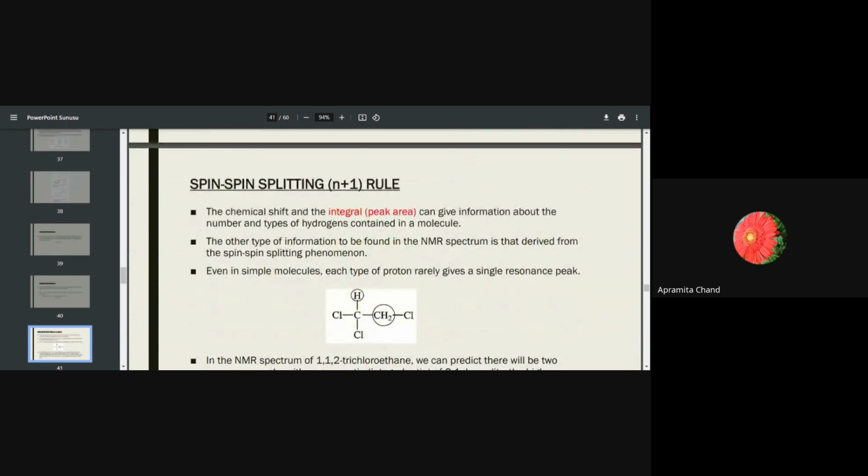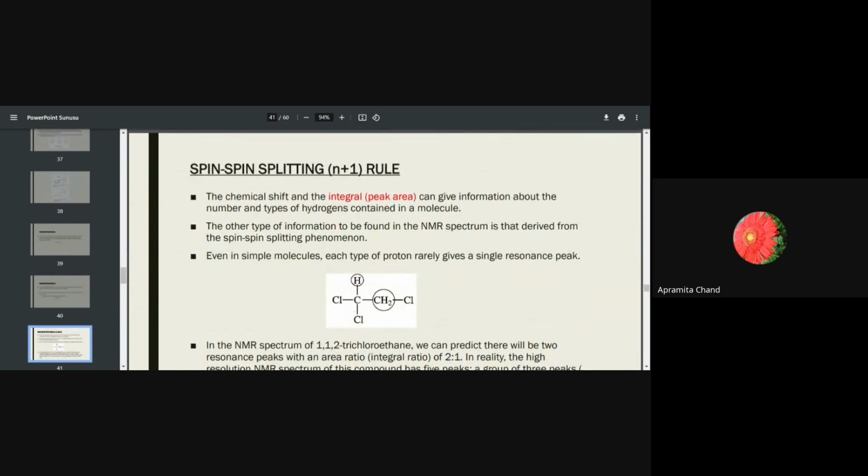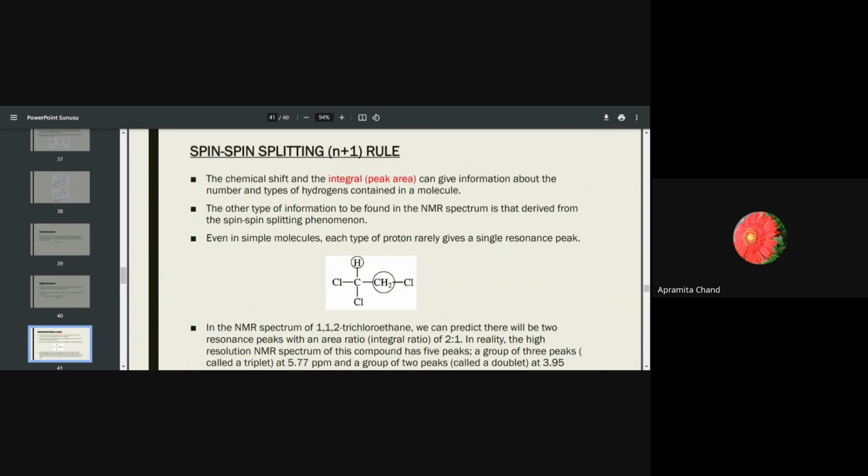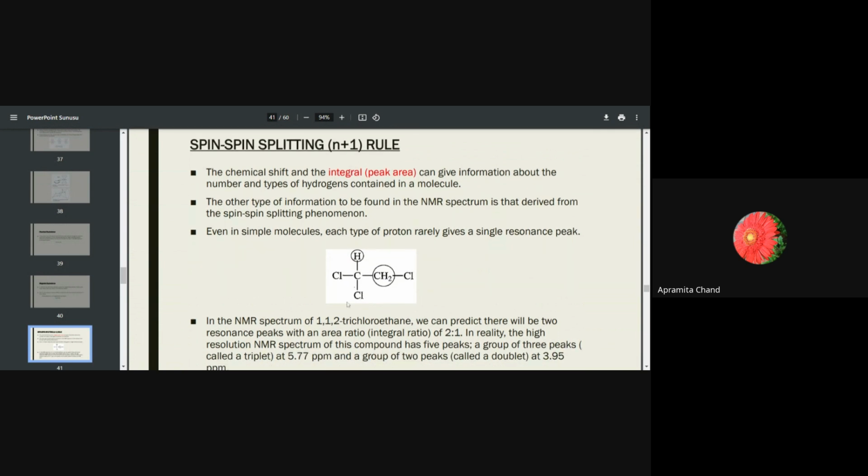Now, according to the chemical shifts and the chemical or magnetic equivalence, we have spin-spin splitting. We are going to see the splitting. Whatever NMR spectrum you see, there are a lot of split peaks. Those can give information about how many hydrogens are there, and how many types are there. So here, suppose you have 1,1,2-trichloroethane. Now this CH2 group is under the influence of what?